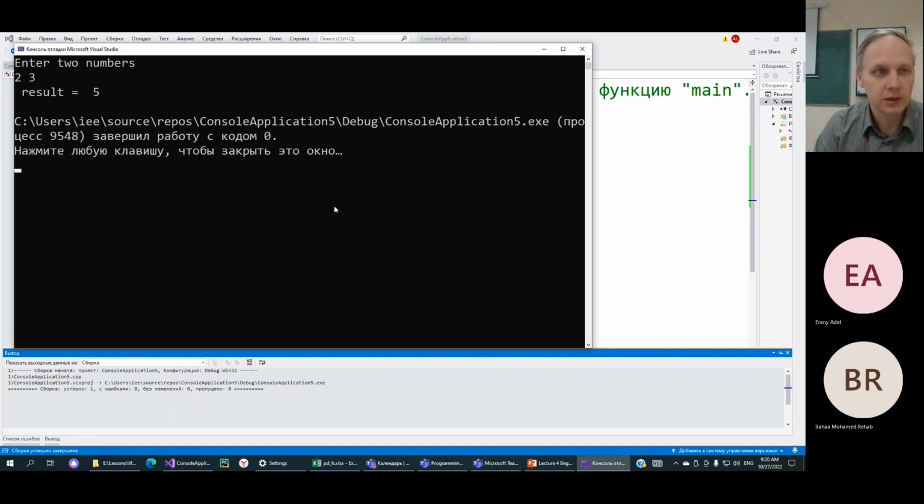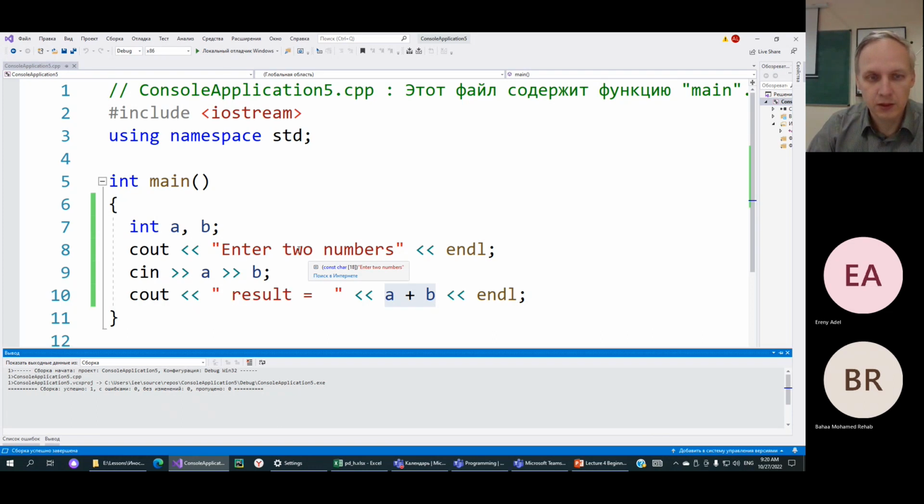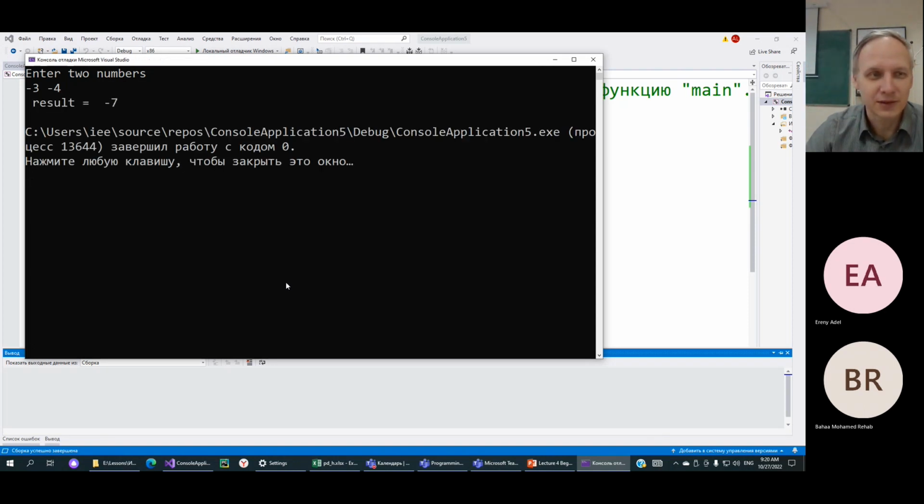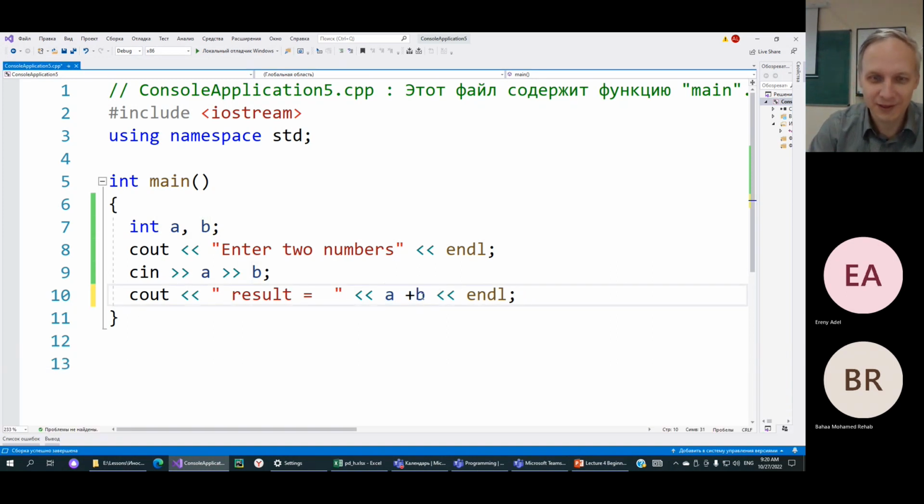Two and 3, and the result 2 plus 3 is 5. I can enter here negative numbers, positive numbers. -3 plus -4. What is the result? -7.